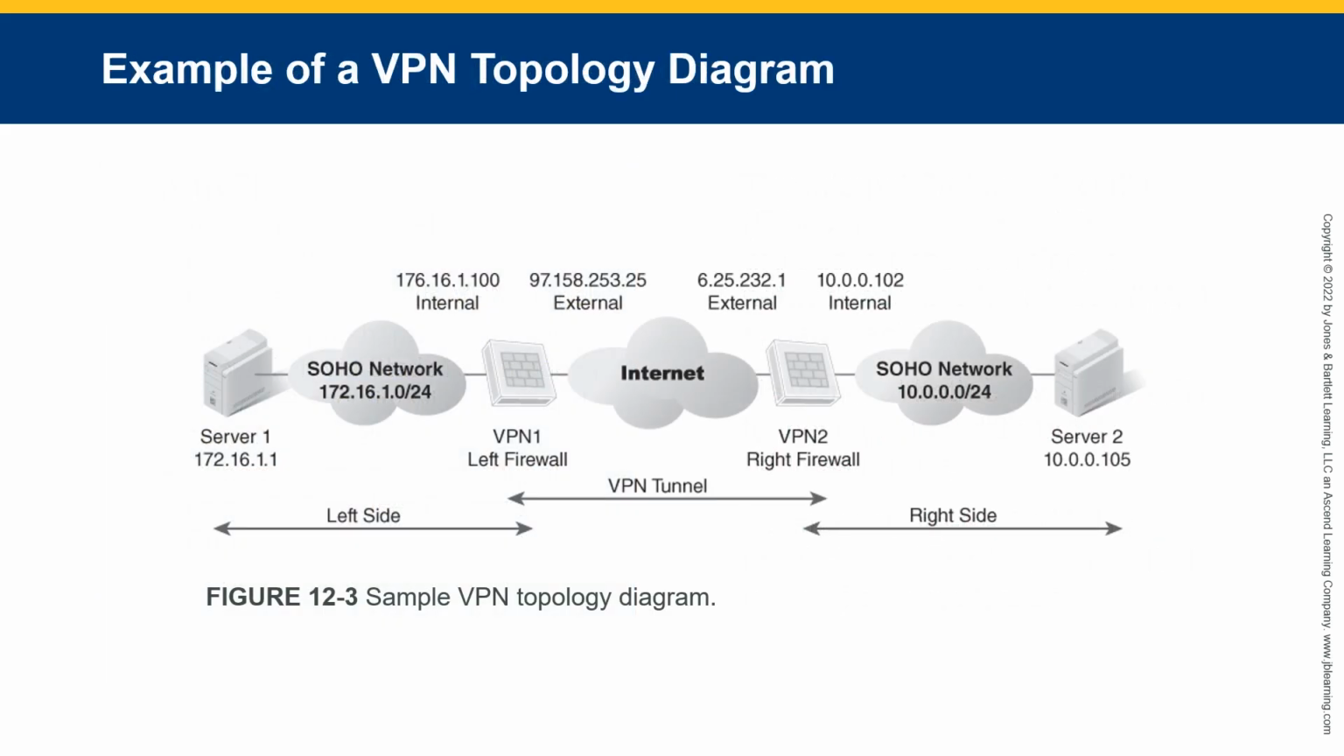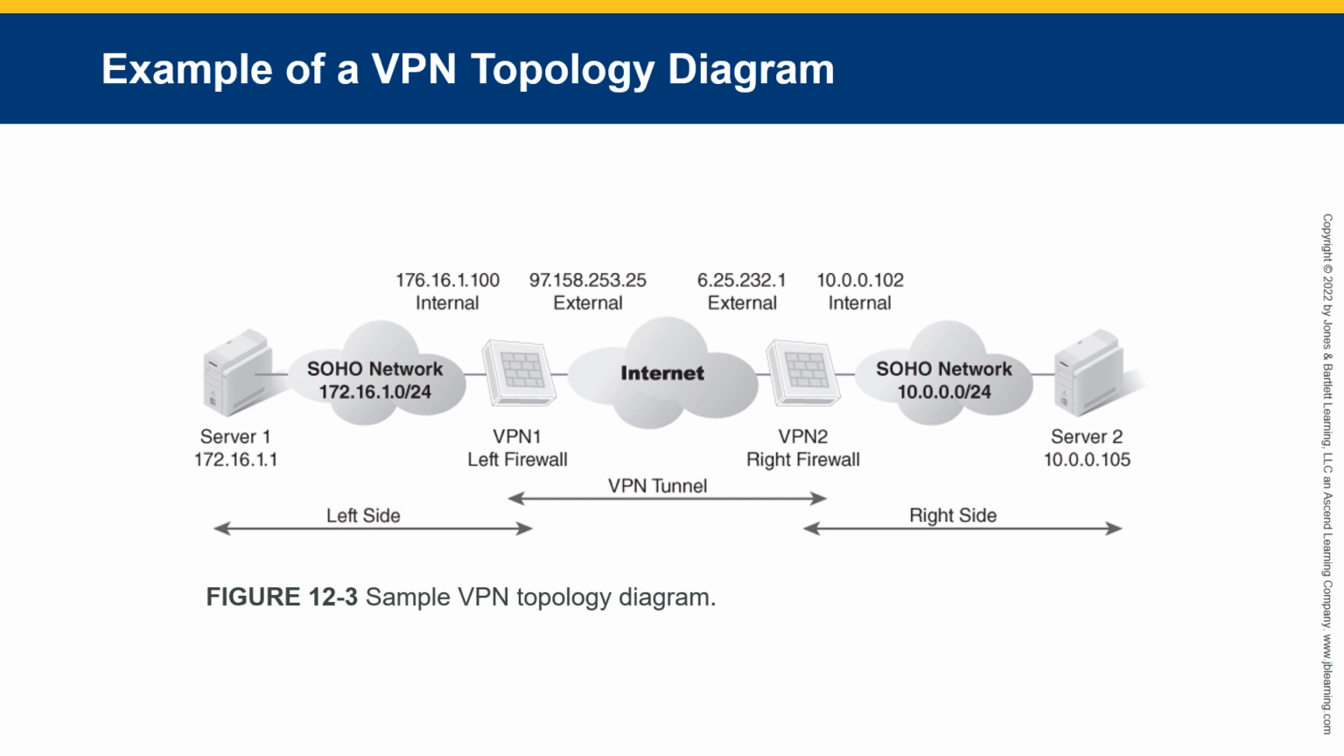So here's an example of a VPN topology diagram. All right, so here we have the left side, and we have the 172.16.1.0 on the small office home office network. We have our VPN firewall on the left. We have our VPN firewall on the right with the 10.0.0.0/24 subnet. So we have different subnets on both sides. So server 1 and server 2 want to talk. They're going to have to go through this VPN.